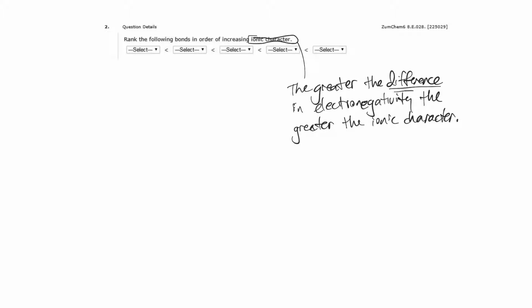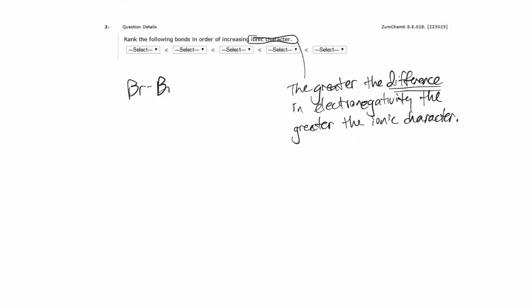Notice that we're using the word difference. So if, for instance, you take the most electronegative element, fluorine, and bond it with another atom of fluorine, there's no difference in electronegativity, even though both atoms would be very, very electronegative.